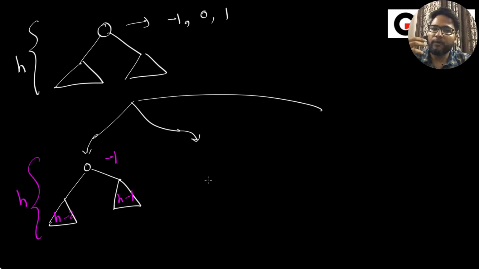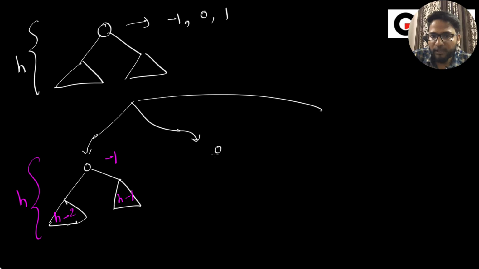Because I want to emphasize what the possible heights could be on the left and right subtree. The first case is that the left subtree may have a height of h minus 2. Let me write it very clearly. This may have a height of h minus 2, and the right subtree may have a height of h minus 1.